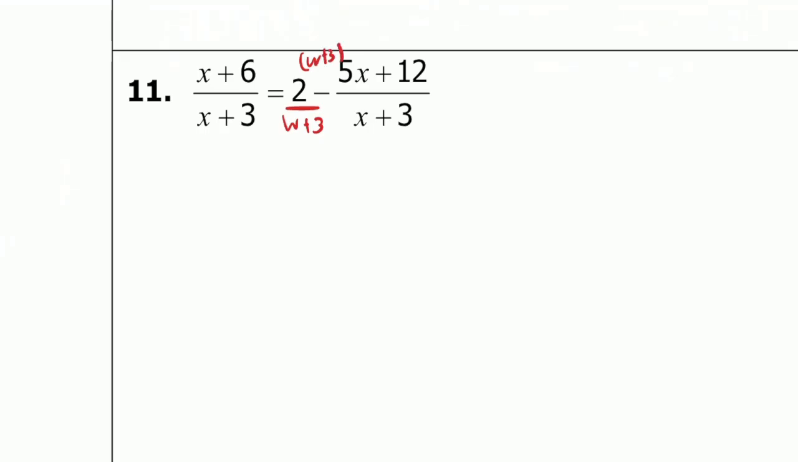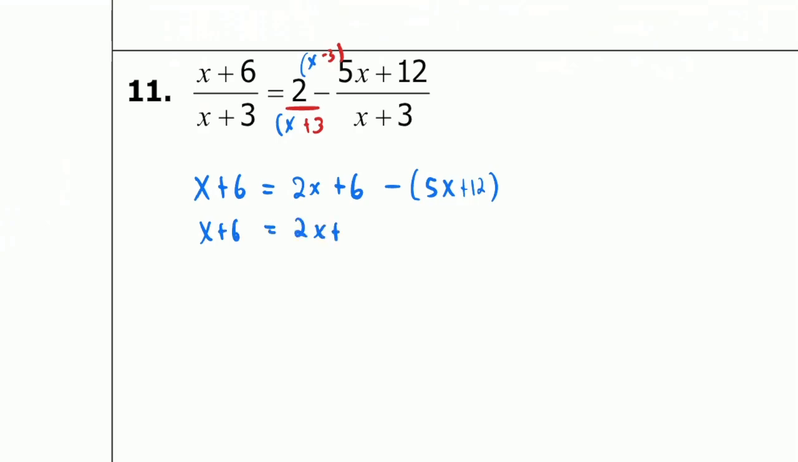So I will get x plus 6 equals 2x plus 6 minus 5x minus 12. See, I'm still thinking about w's. That should be an x. So I simplify that to give me x plus 6 equals 2x plus 6 minus 5x minus 12. That will give me x plus 6 equals a negative 3x minus 6.